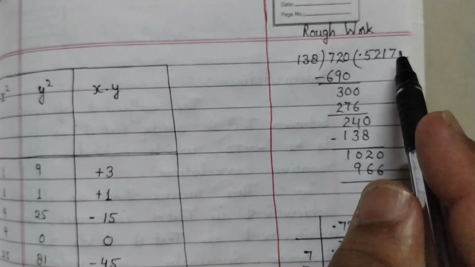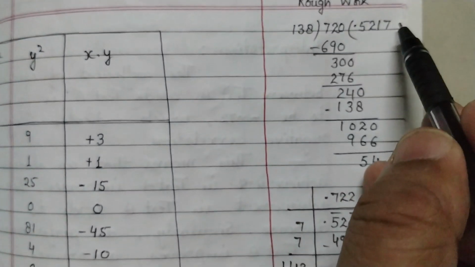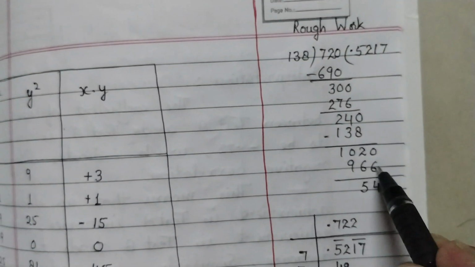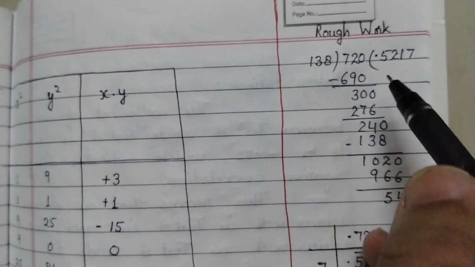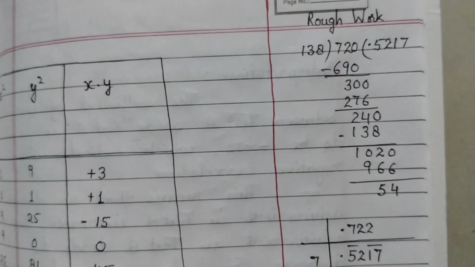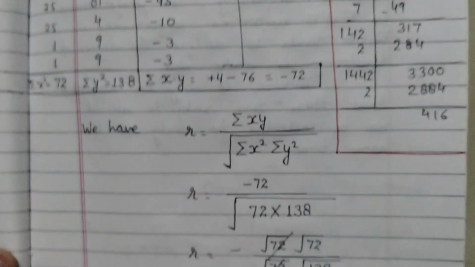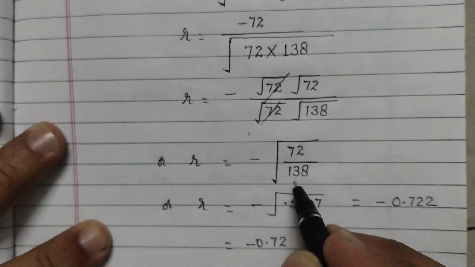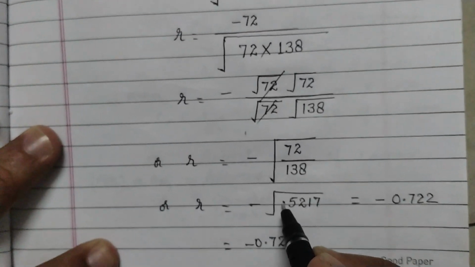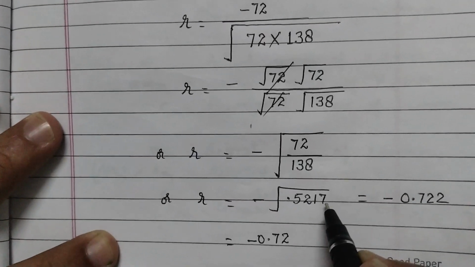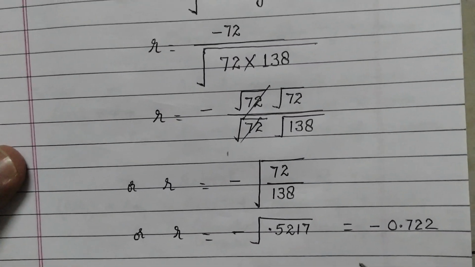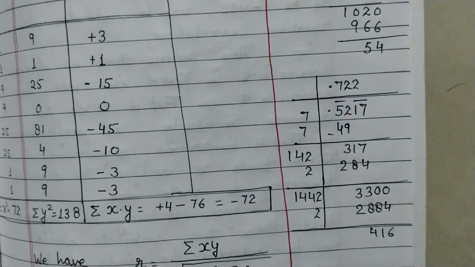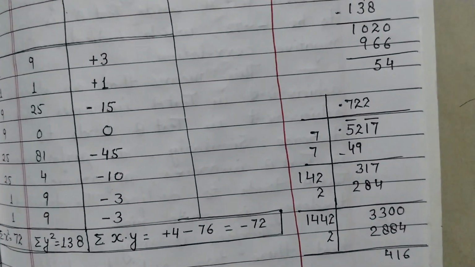Now 7 times it goes, so 138 multiplied by 7 is 966, then the remainder is 54. So in this way, the value of under root 72 upon 138 is found to be 0.517. Now again, here comes the point of how the under root is to be calculated.